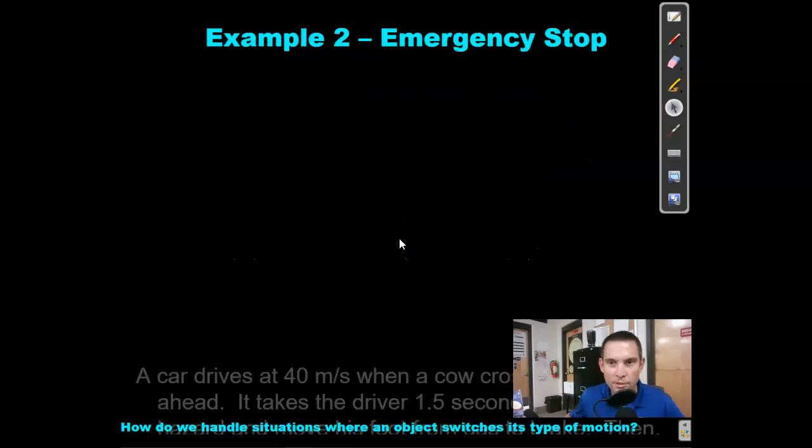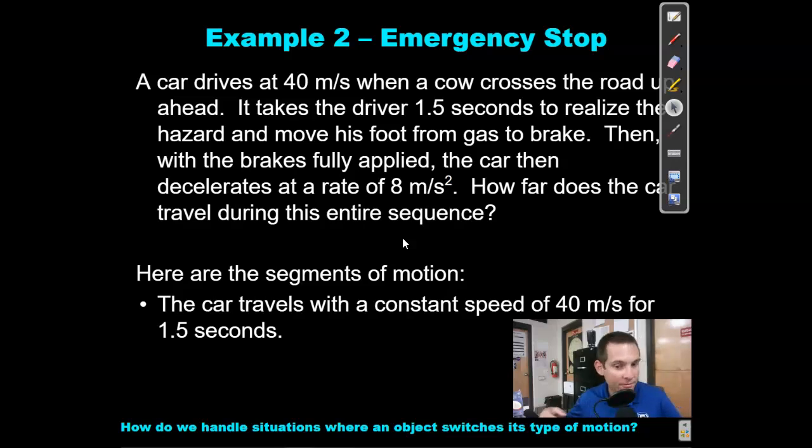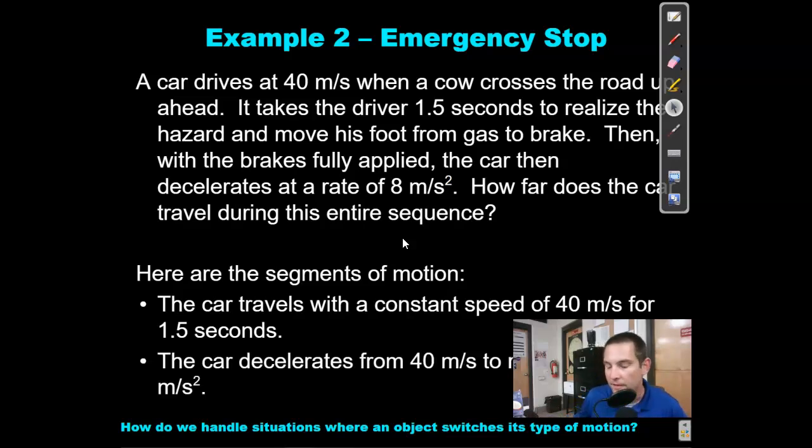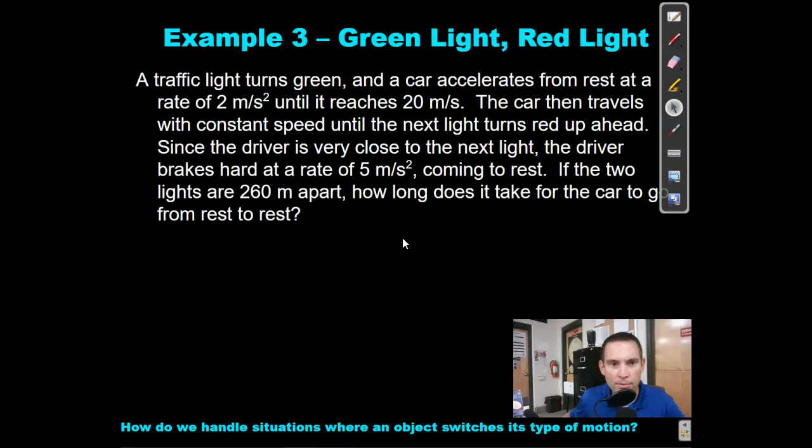On to example 2, emergency stop. A car drives at 40 meters per second when a cow crosses the road up ahead. It takes the driver 1.5 seconds to realize the hazard and move his foot from gas to brake. Then, when the brakes are fully applied, the car decelerates at a rate of 8 meters per second squared. How far does the car travel during this entire sequence? Here are the segments of motion. First, we've got the car traveling with a constant speed of 40 meters per second for 1.5 seconds. And then we have the deceleration that happens from 40 meters per second to rest at a rate of 8 meters per second squared.